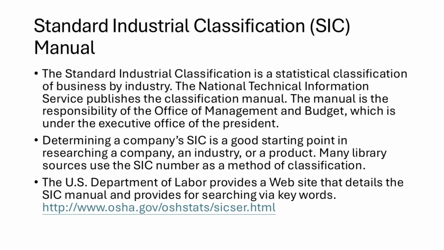An organization's SIC consists of a 2-digit major group number, a 3-digit industry group number, and a 4-digit industry number. These numbers describe the business's identifiable level of industrial detail. Determining a company's SIC is a good starting point in researching a company, an industry, or a product. Many library sources use the SIC number as a method of classification. The U.S. Department of Labor provides a website that details the SIC manual and provides for searching via keywords.